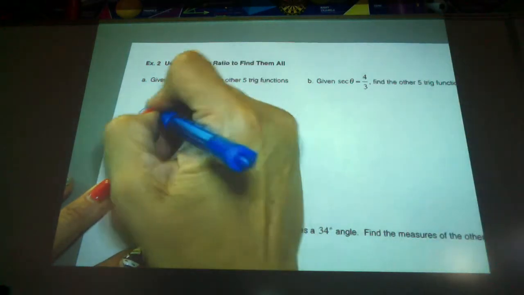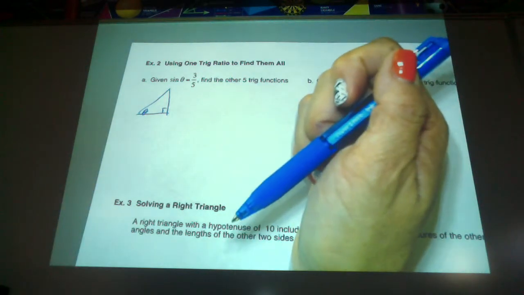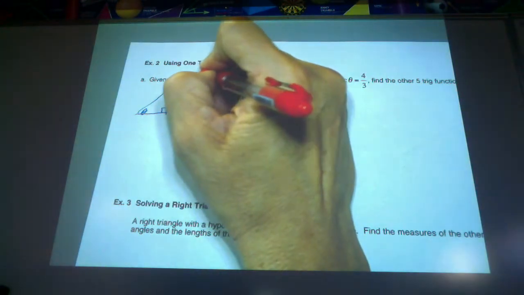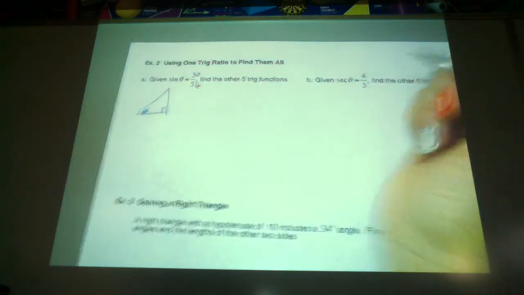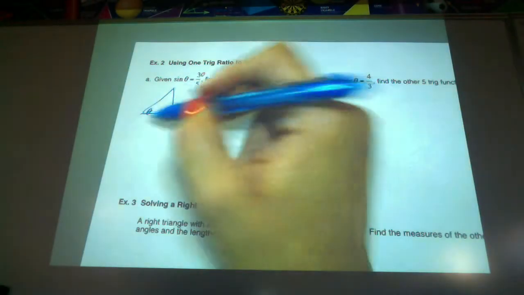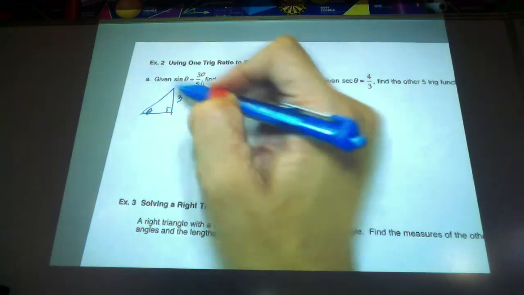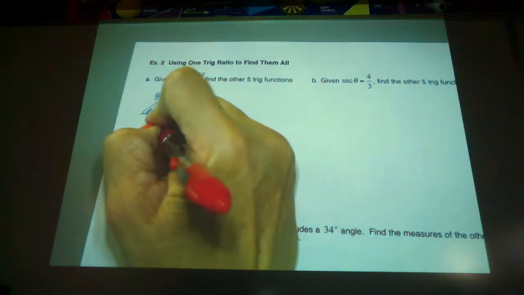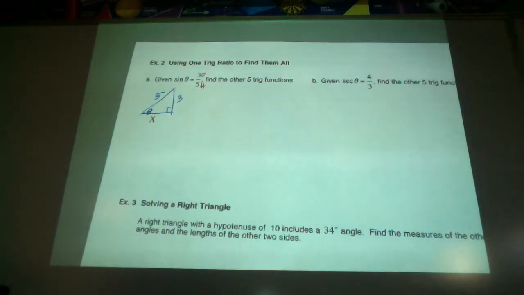I'm going to put theta here where I like it. You can put it wherever you want to, but I like it on the ground. And then because sine is some old hippie, 3 is opposite, and 5 is the hypotenuse. So I know that opposite my theta is going to be 3, my hypotenuse is going to be 5. I'm left with having to find the missing leg, because I have to have that missing leg to find all 6 trig functions.